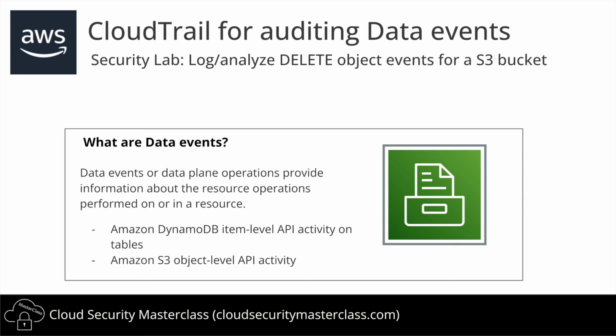Some examples of these data events include item level API activity happening on your DynamoDB tables. For example, put item, delete item, or update item. Another example would be object level API activity happening within an AWS S3 bucket. For example, get object, delete object, put object, etc.